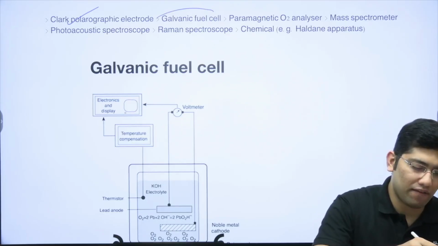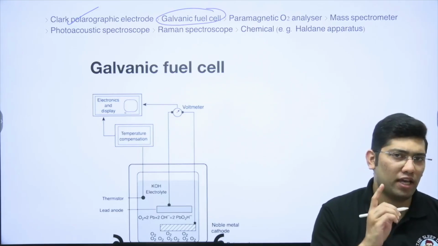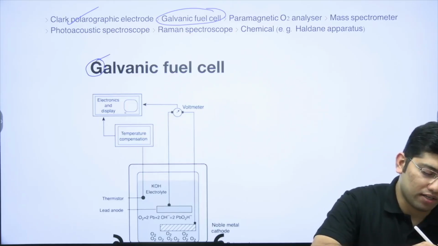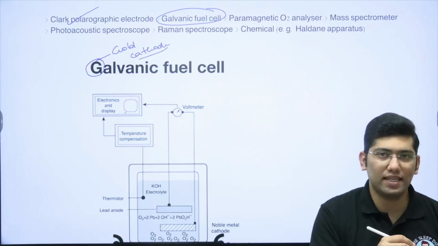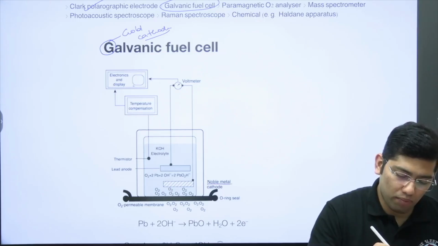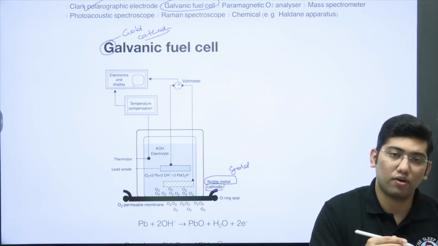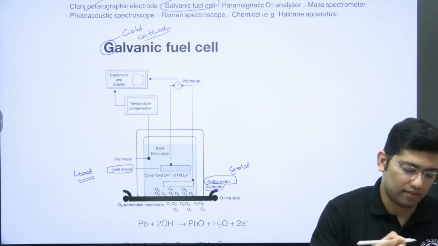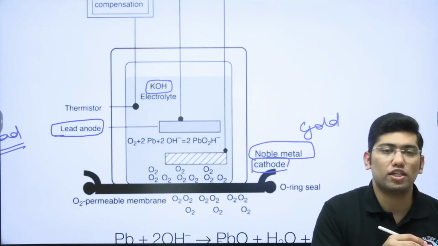We have the galvanic fuel cell. So there we had a trick to remember what is a cathode and anode. Here also the same trick. Galvanic fuel cell, first letter G. So here gold is the cathode. Easy? All right. So here it's written as noble metal as cathode, which is gold. Okay. And what is the anode? Here we have lead as the anode. Again, the electrolyte solution will be potassium hydroxide.